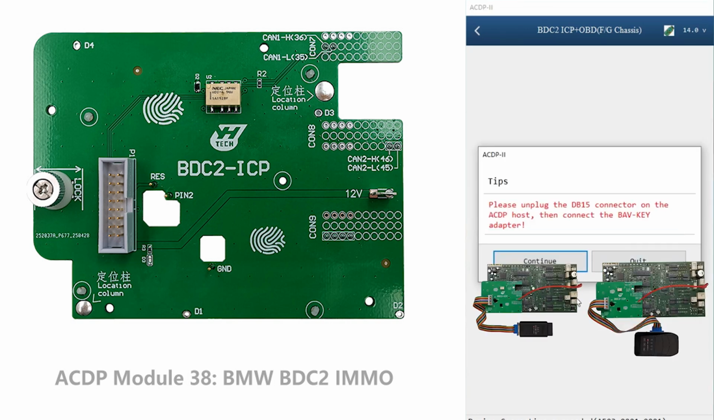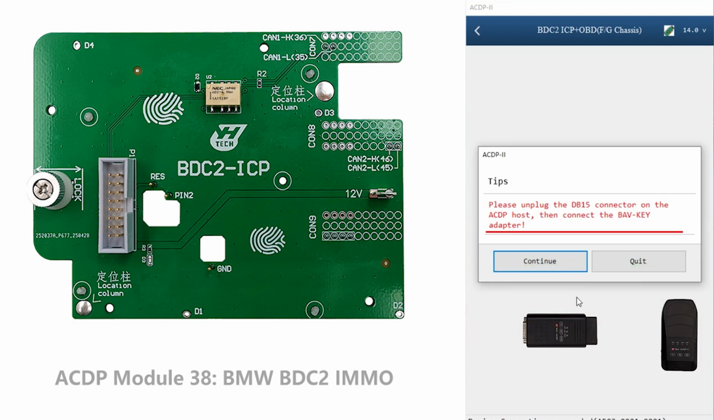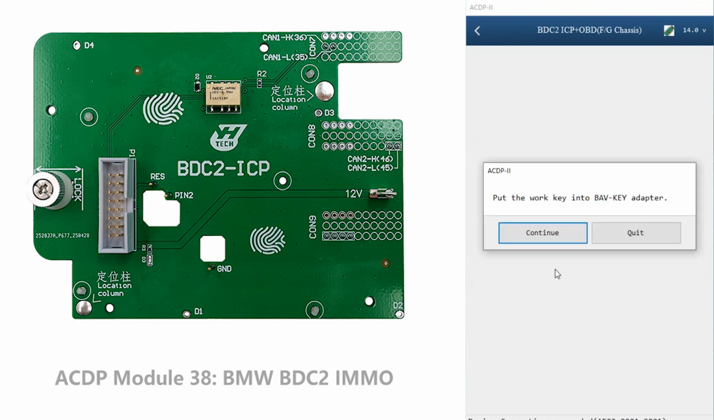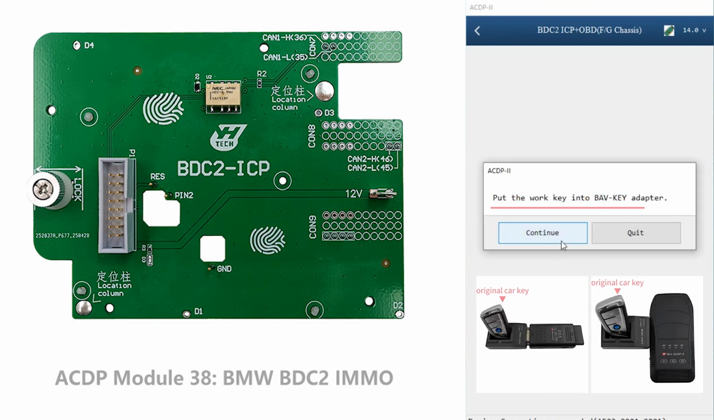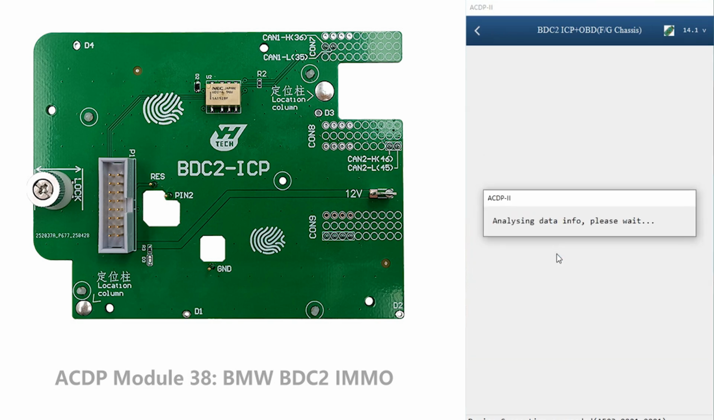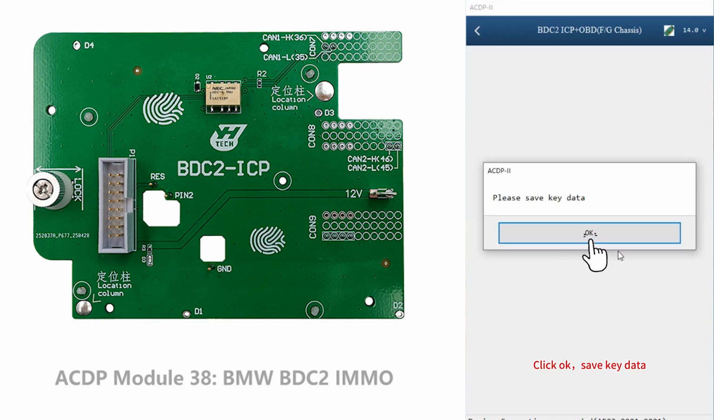According to the prompt, please unplug the DB15 connector on the ACDP host. Then connect the BAV key adapter. Click Continue. Put the work key into the BAV key adapter. Click Continue. Click OK. Save key data.